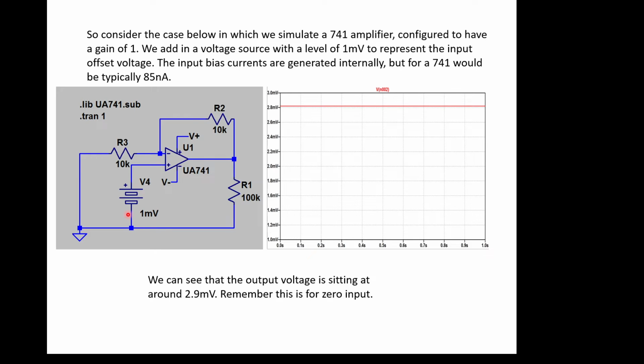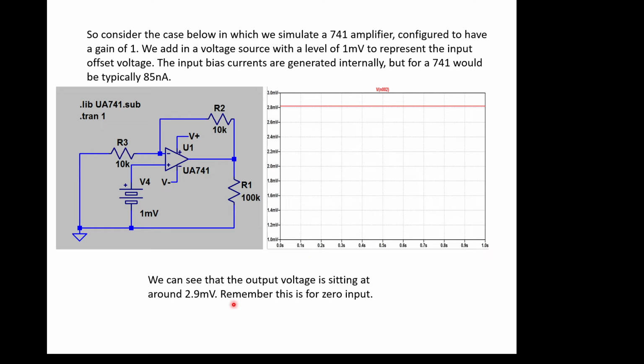And as expected, when you configure this as an amplifier with a gain of 1, with the input effectively grounded through here so there's no input coming in, you'd expect the output to be 0. But when you actually run the simulation, you see it comes out at 2.8 millivolts. So we've got a 2.8 millivolt offset just for doing nothing in this op amp.